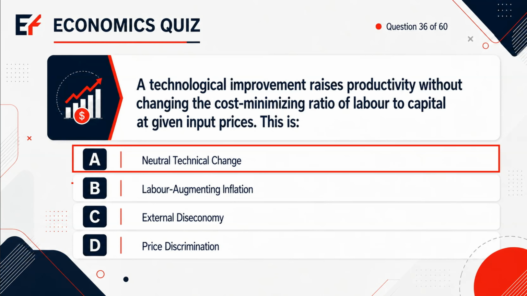Option C is incorrect because an external diseconomy is a cost increase caused by growth in the wider industry or region. Option D is incorrect because price discrimination involves charging different prices to different customers for the same product or service.